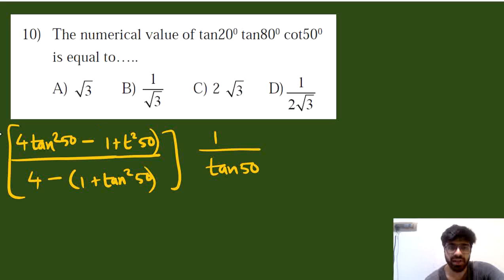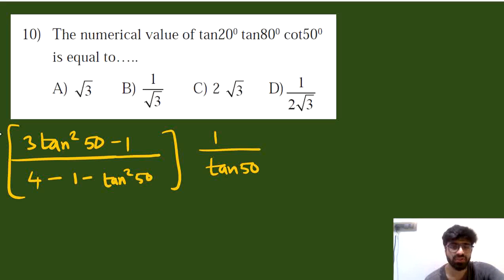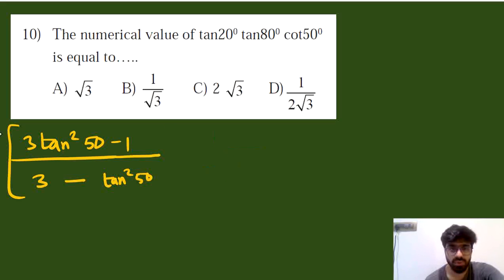Expand the numerator, we have a minus 1 and a minus tan square 50. So 4 tan square 50 minus tan square 50, that is making it 3 tan square 50. And we had a minus 1 there. So this is 3 tan square 50 minus 1. And in the denominator it is 4 minus 1 minus tan square 50. So it is 3 minus tan square 50. And with that we can take tan 50 also inside the bracket here. So this will become 3 tan 50 minus tan cube 50.